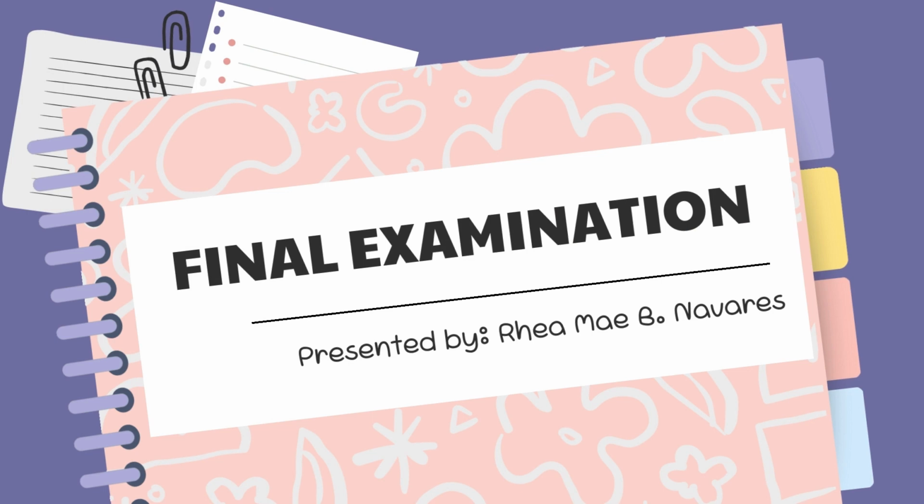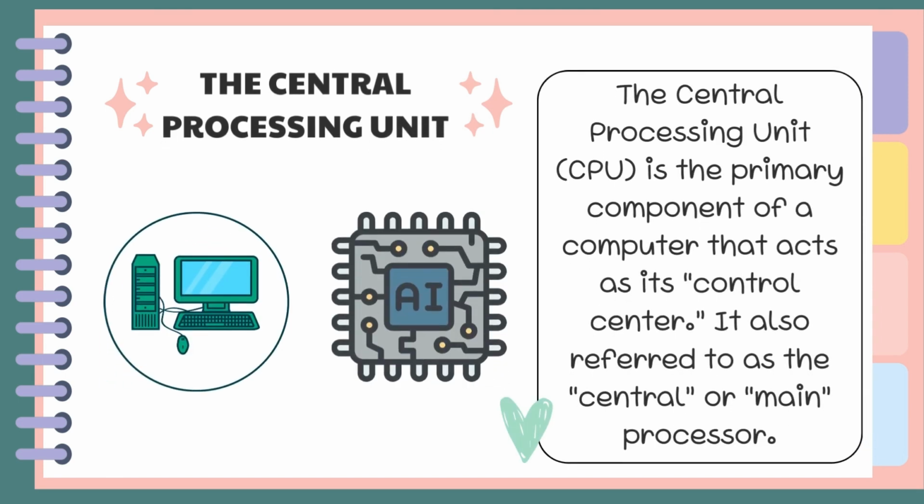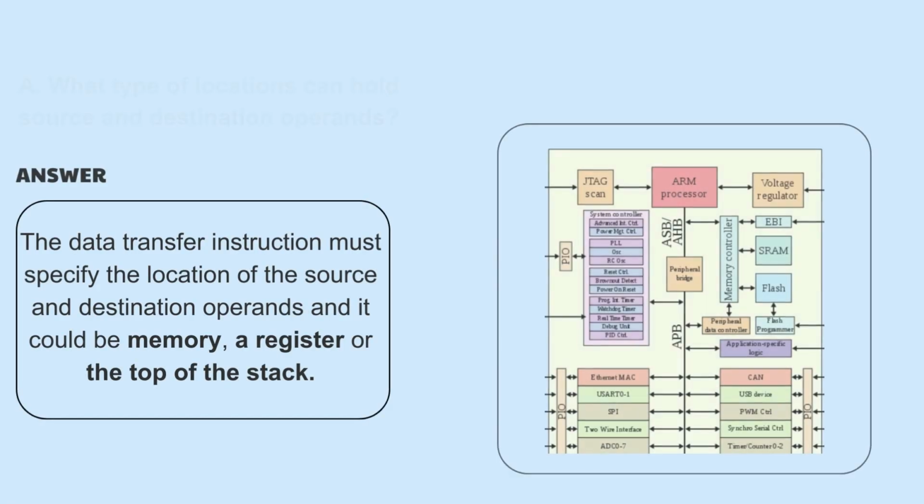The Central Processing Unit. The Central Processing Unit (CPU) is the primary component of a computer that acts as its control center. It is also referred to as the central or main processor. A complex set of electronic circuitry that runs the machine's operating system and apps. So let's talk about the instruction sets, characteristics and functions.